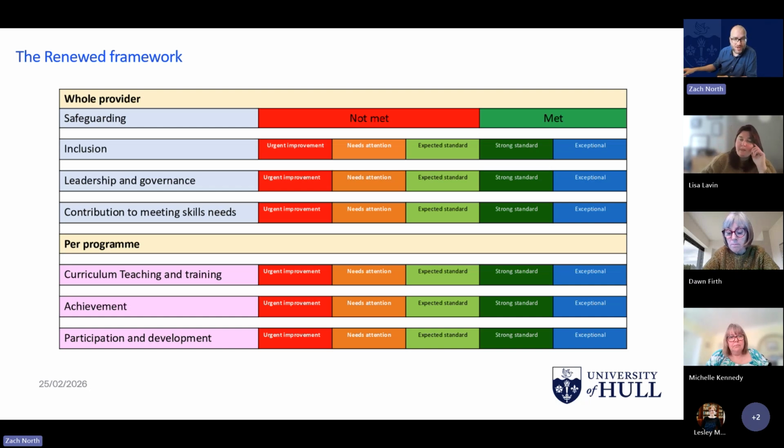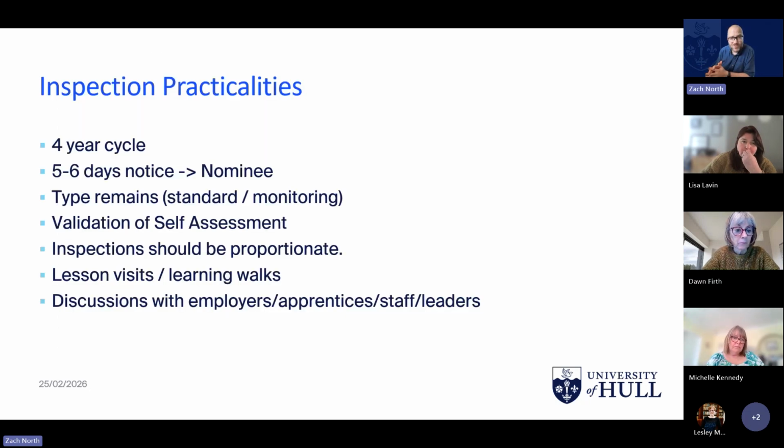So what's it going to look like, and what are the differences in terms of the day-to-day practicalities of when we get the call? First of all, the cycle has shortened. Previously inspections were on a 5-year cycle. It's now moved to 4. We get a bit more notice. We get 5 to 6 days notice, working days.